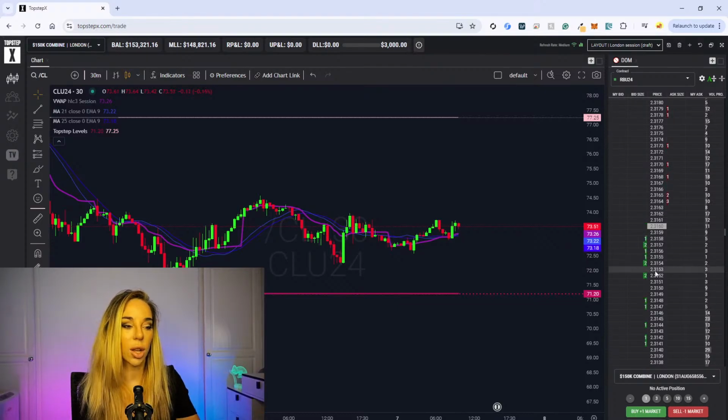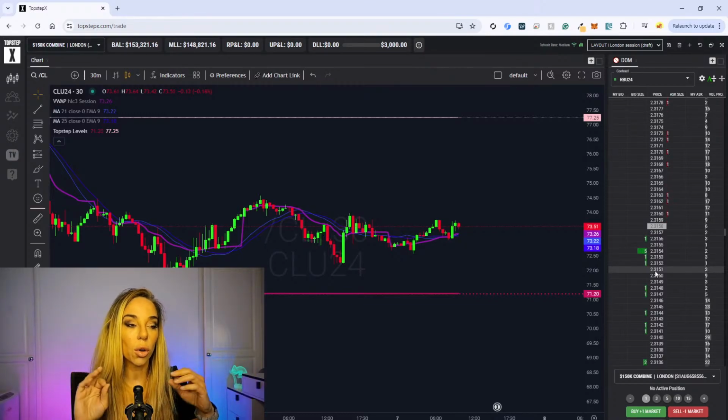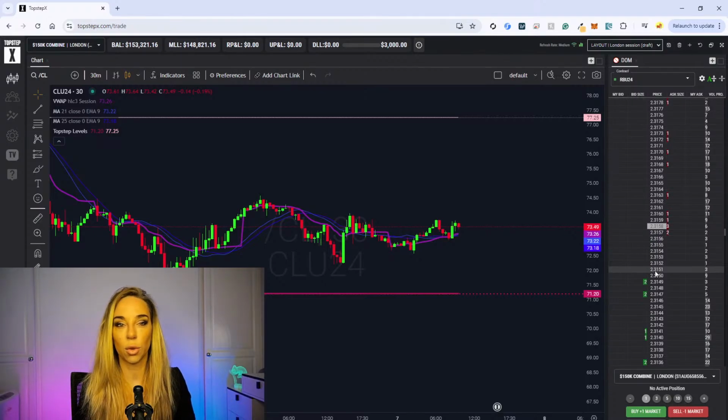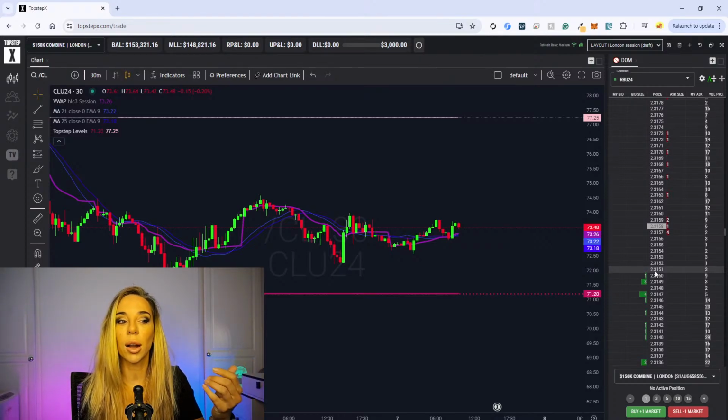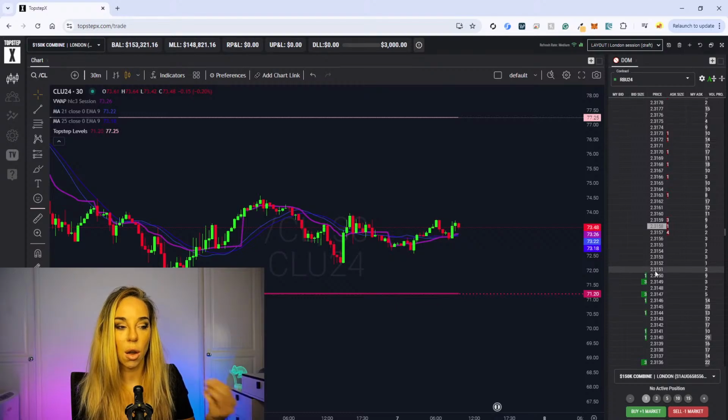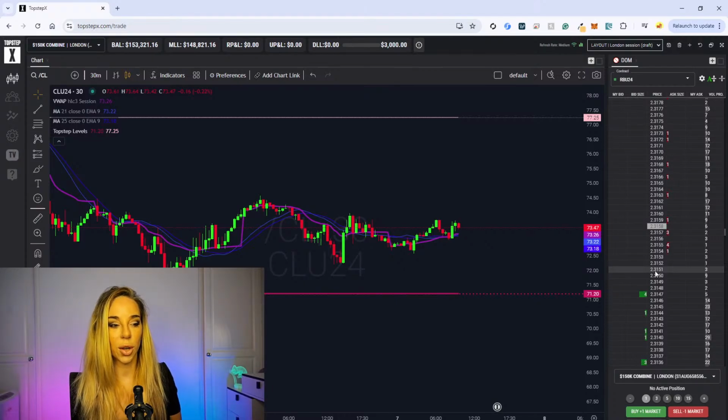So what is all this? Some people are just staring at the ladder. They don't even understand what it is. It's literally all of the limit orders up for grabs for anybody. Now, depending on the size that you trade, you will be put either at the front of the queue with a clearinghouse if you're trading small size, or at the back of the queue if you're slinging size like 50, 100, 150, 200 contracts.